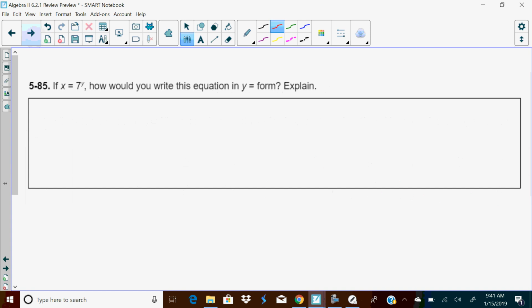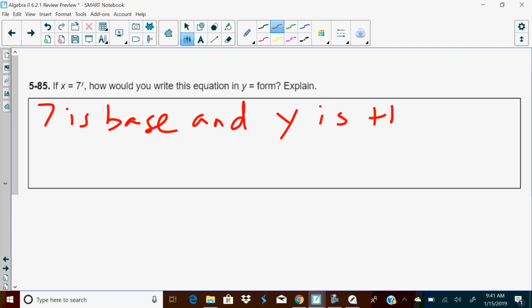Problem number 85 says, if x equals 7 to the y, how would you write this equation in y equals form? Explain. So you would write it as a logarithm. 7 is going to be my base, and y is the exponent. So I write it in the form log base 7 of x equals y.